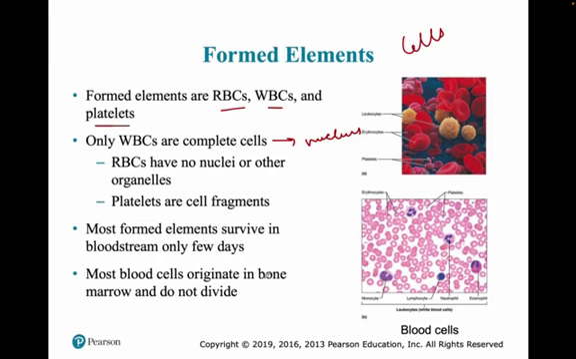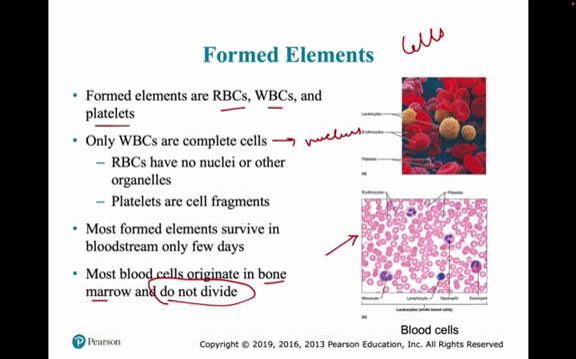And most formed elements, they don't survive very long, they survive just for a few days. It depends between RBC, WBC and platelets, but only survives for a few days. And most blood cells actually originate in bone marrow, and they do not divide. Okay, they originate, they function, and then they die. That's it.